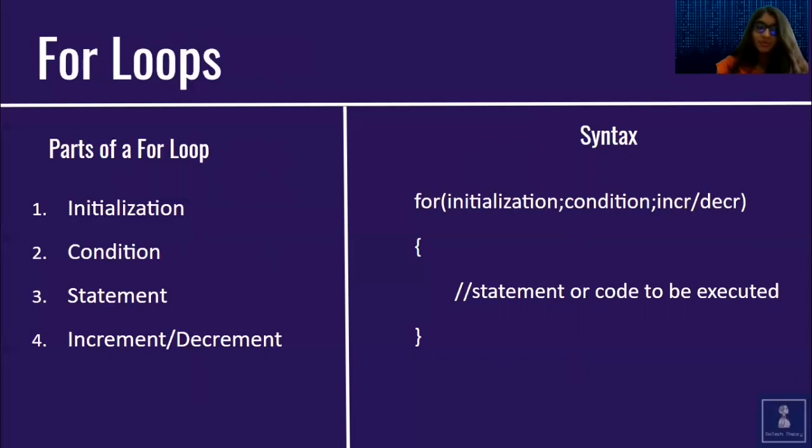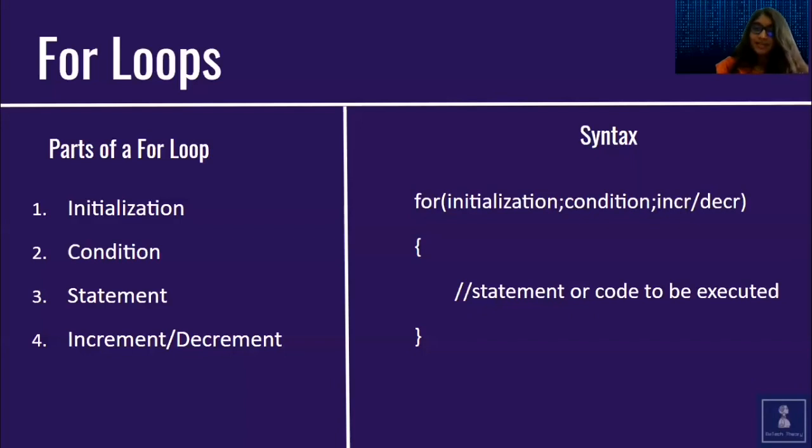Statement of the loop is what is executed when the loop runs, that is the body of the loop. Then we have the increment or decrement operator, which, as the name suggests, increases or decreases the value of the variable which controls the loop. We use a for loop when we know the number of iterations we want to perform.